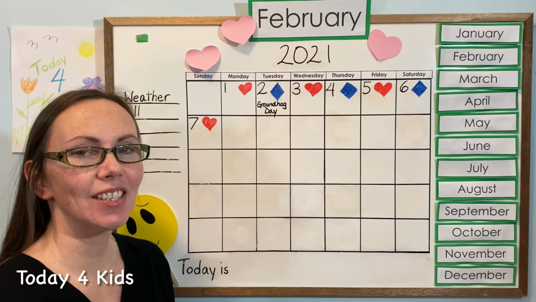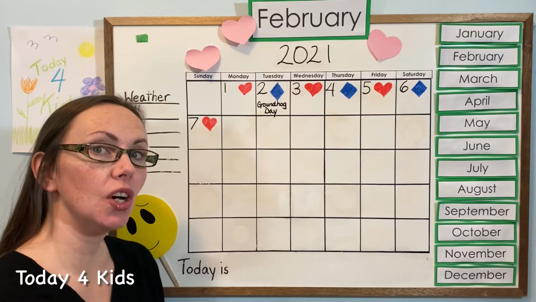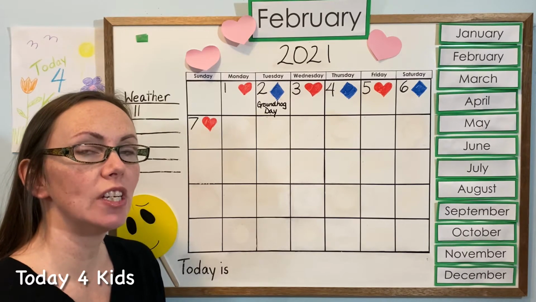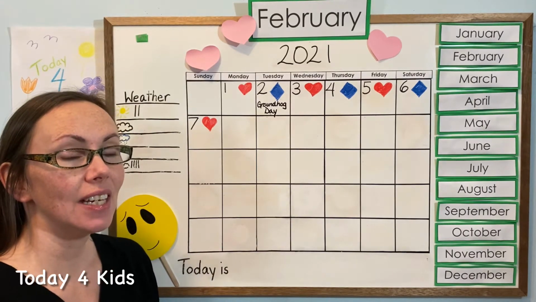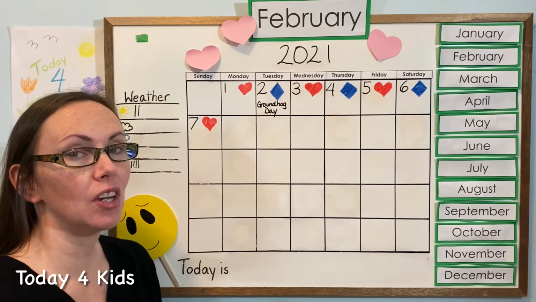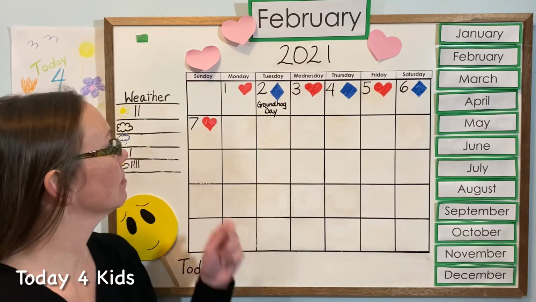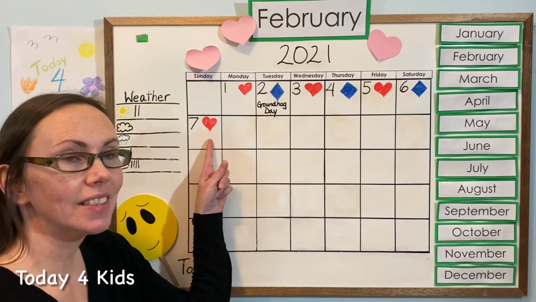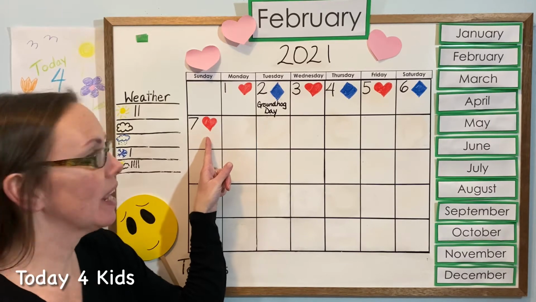Hello friends, do you know what day it is today? Let's figure it out together. Can you look on the calendar board and tell me which shape was the last shape we drew yesterday? If we find that shape, it will help us figure out what today is. What's your guess? Did you guess red heart? Red heart was yesterday. That was the last shape we did in our pattern.